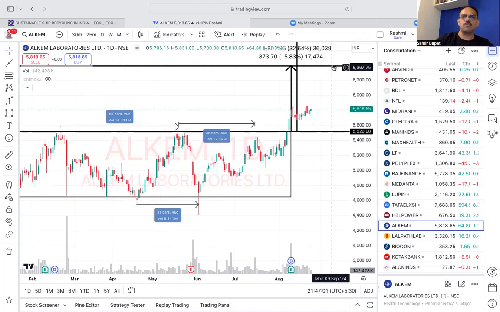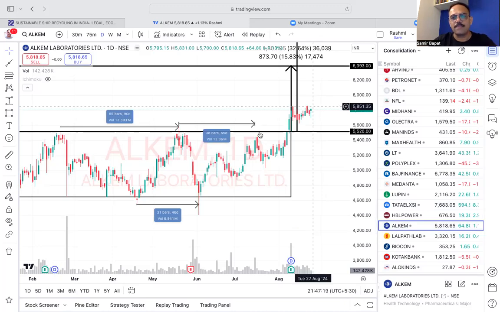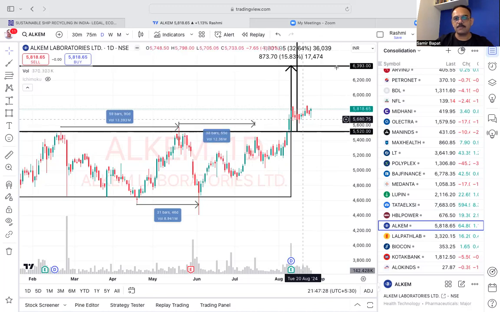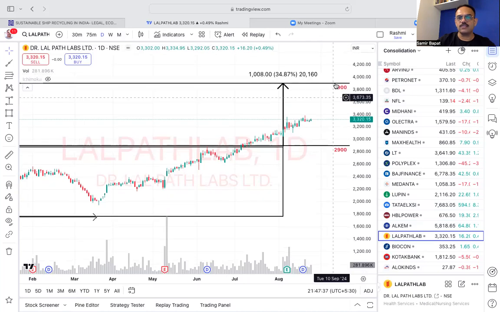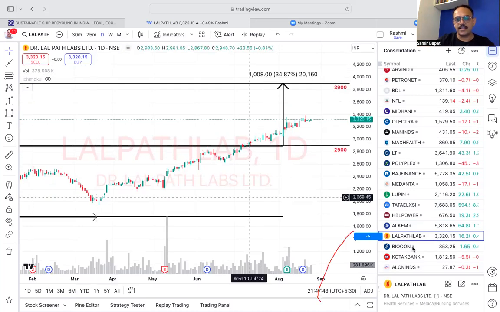So this is one thing which you can observe going forward, the rectangle we have studied. I have given you two examples. For Lal Path, if you want, you can note the target also in coming days. In another 3 to 4 months, you can observe whether it reaches the target or not. So Alkem, based on the consolidation and rectangle theory, is likely to reach 6393 as per the measurement. Lal Path Laboratories is likely to reach 3900 from here based on the rectangle. So you can also go and check. This is a weekly, this is daily.